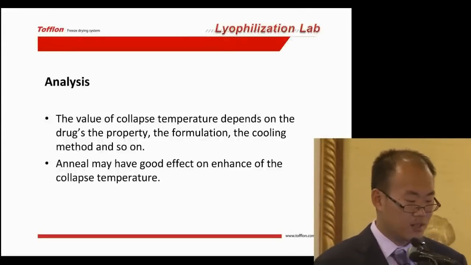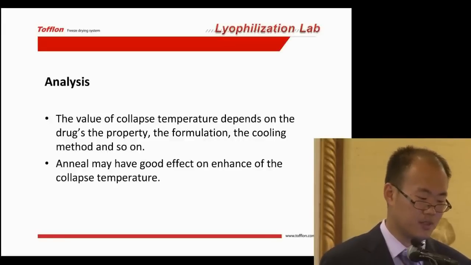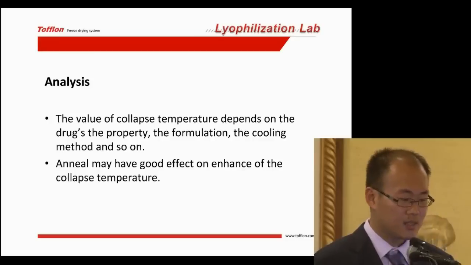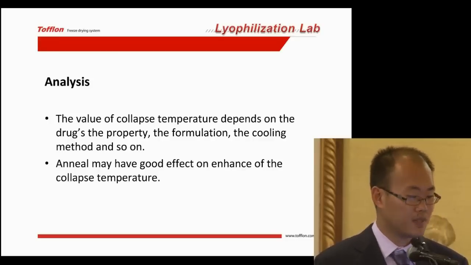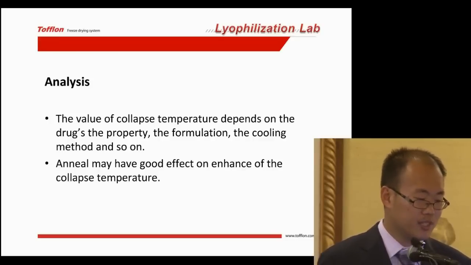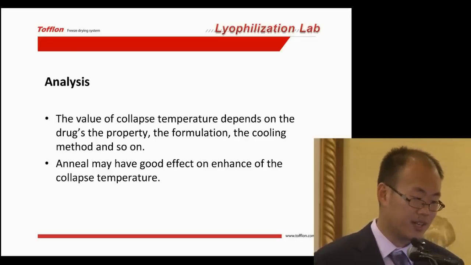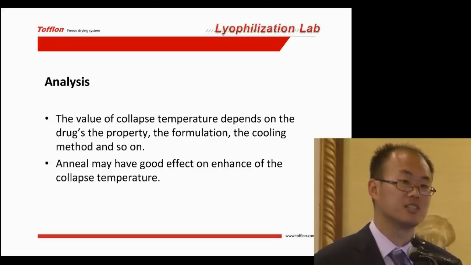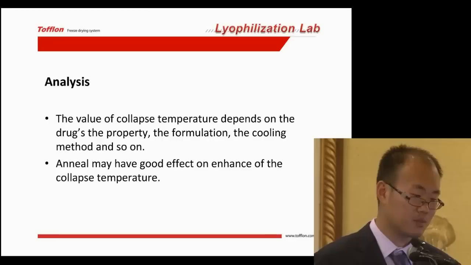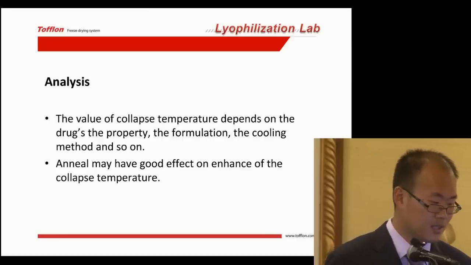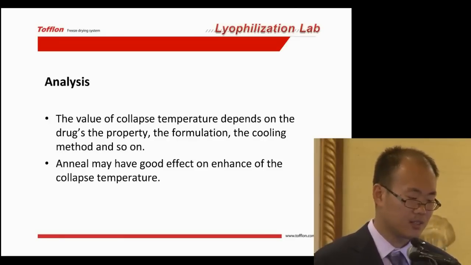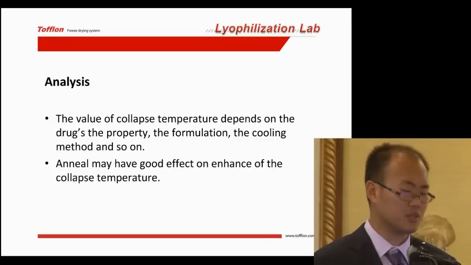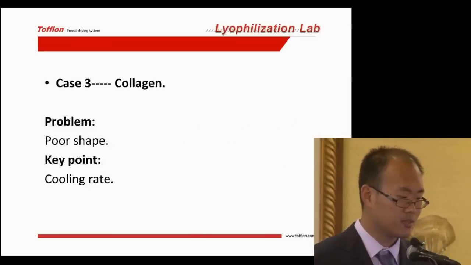So the value of the collapse temperature depends on the drug's property, the formulation, the cooling method, and so on. The collapse temperature is not a fixed property of the drug. The formulation and the cooling method both can affect the collapse temperature. So that is not a fixed value. So we can change it by some methods, especially in the freezing process. Annealing may have a good effect on enhancing the collapse temperature. So if the collapse temperature can be enhanced, that is very good. The case 3, clogging.